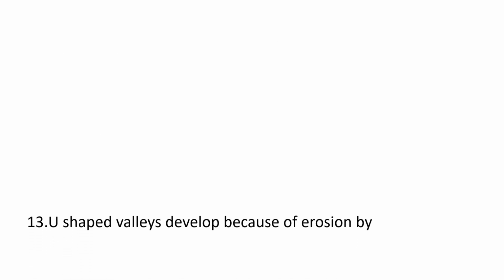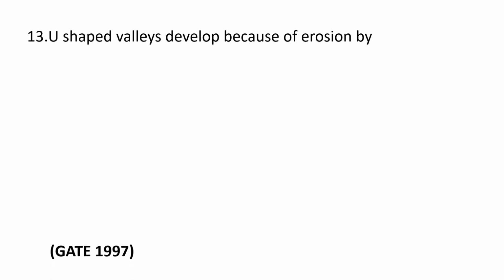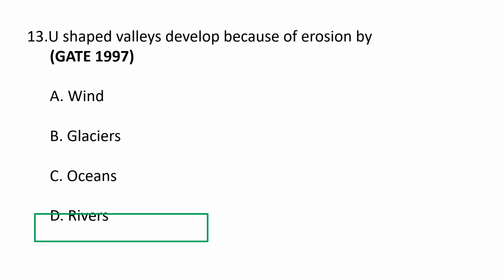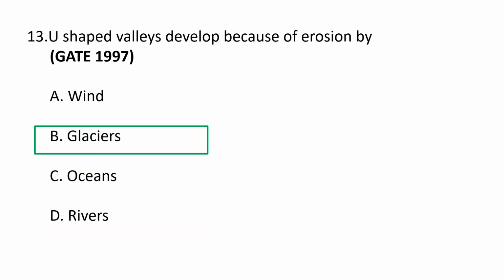Next question. U-shaped valleys, they develop because of erosion by, how do the U-shaped valleys develop? A. By wind, B. By glaciers, C. Oceans, and D. Rivers. So U-shaped valleys develop because of erosion by glaciers. They form through glacial erosion, and the glaciation develops in the established V-shaped river valleys, whereas the ice erodes the surrounding rocks to create a U-shaped valley. So generally the rivers develop V-shaped valleys, whereas the glaciation develops U-shaped valleys. So here B is the correct option.